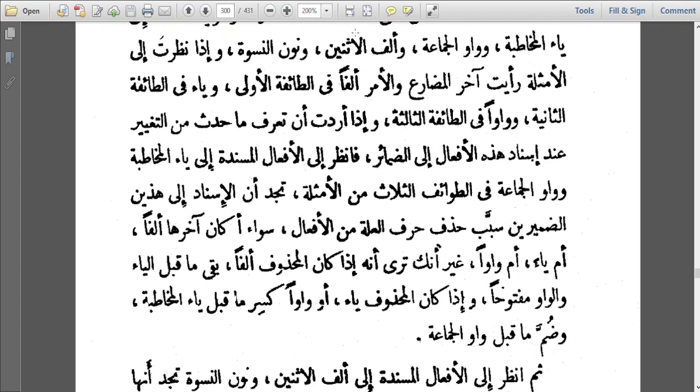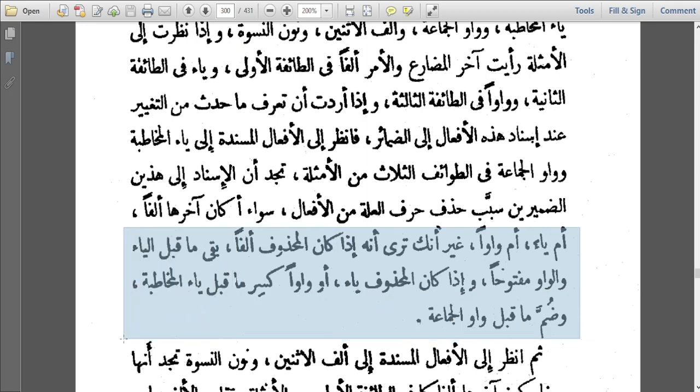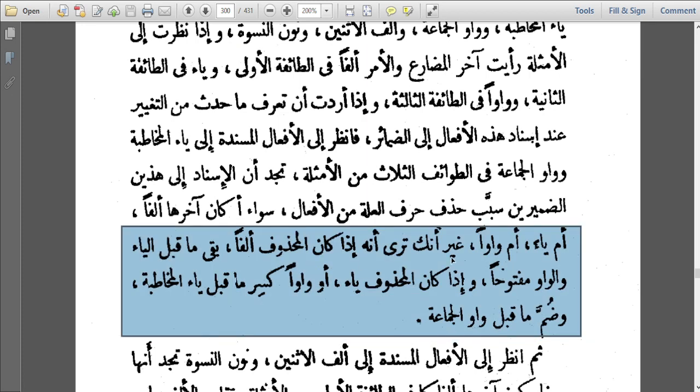Look, let's pick that line again. Let me highlight it for us all to get it very clearly. He says from here, let's pick the whole thing. Okay, this portion of it says غير أنك ترى أنه إذا كان المحذوف ألفا, if what we omitted, the harf al-illa that we deleted is alif, بقي ما قبل الياء, the yaw al-mukhataba, what remains after the yaw al-mukhataba, and waw is fatha.